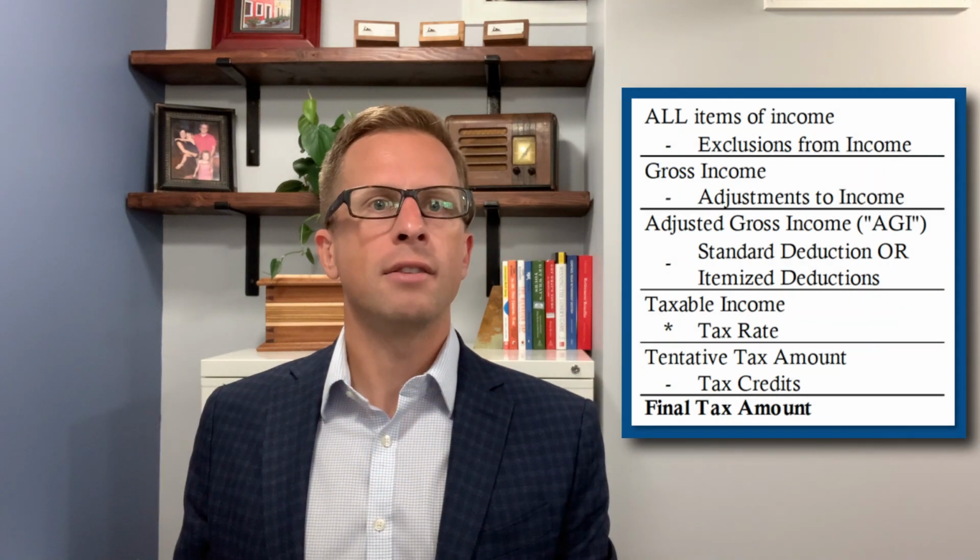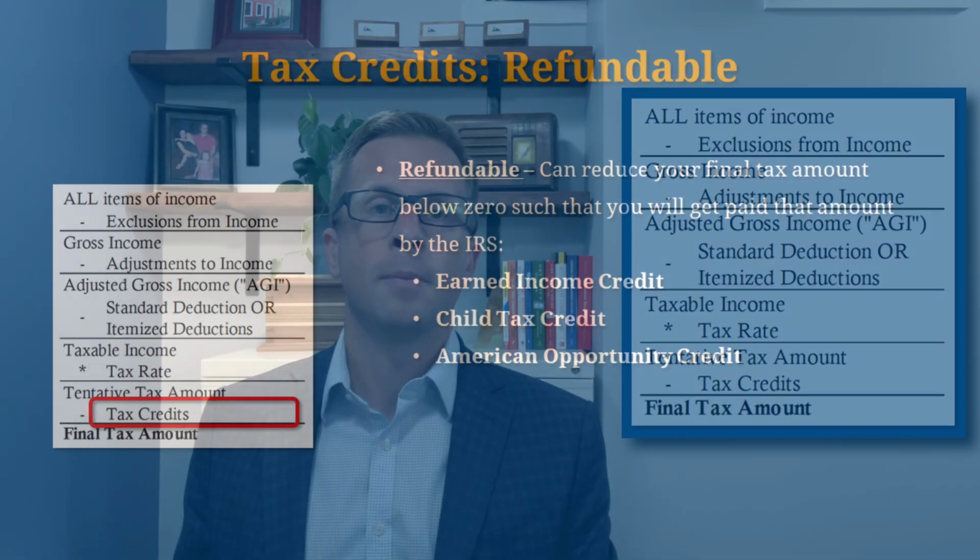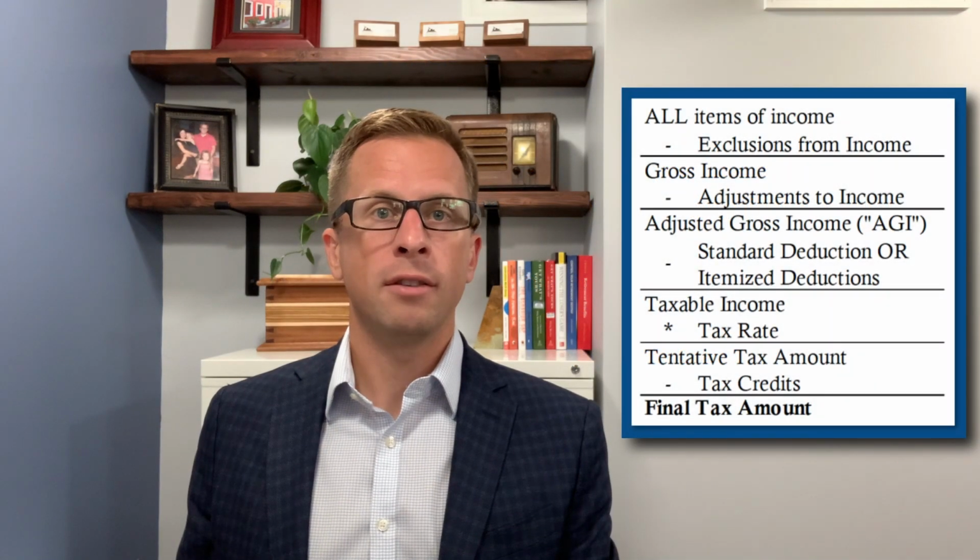There are three tax credits that are refundable. First is the Earned Income Credit, which is for low-income working persons. The working qualifier is important. Without having earned income, you can't qualify for this credit. Next is a Child Tax Credit, which is a credit you may be eligible for if you have dependent children under the age of 17. Finally, the last refundable tax credit is the American Opportunity Credit, which you may be eligible for if you have qualifying higher education expenses. Then there are non-refundable credits.